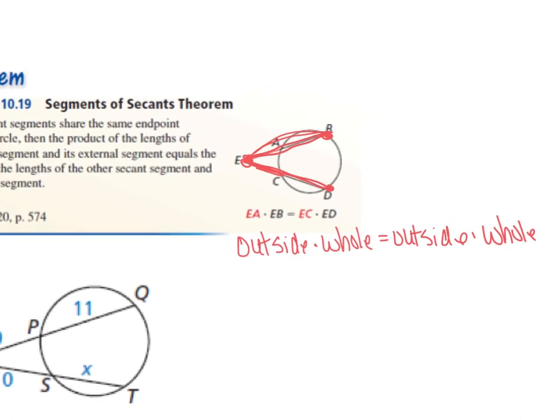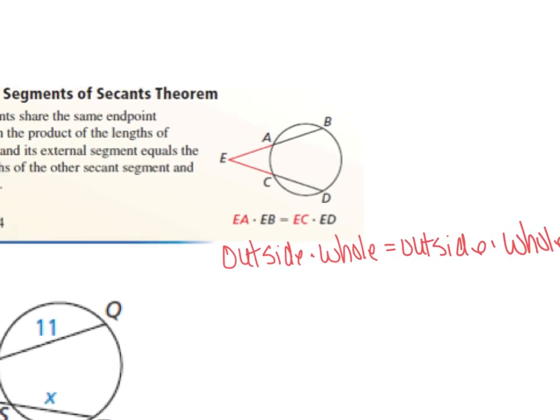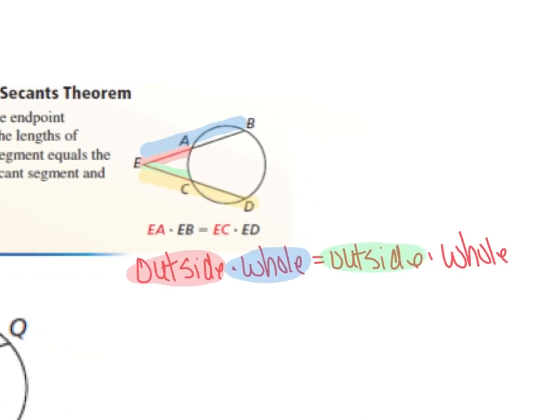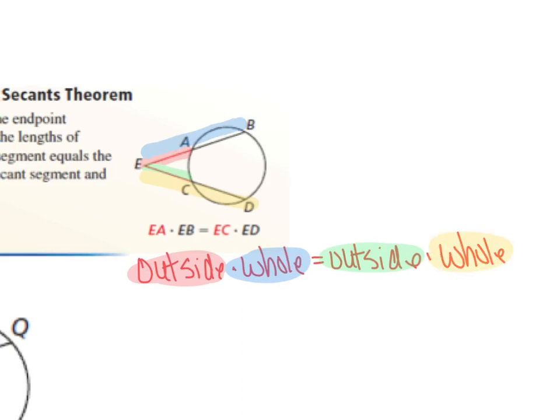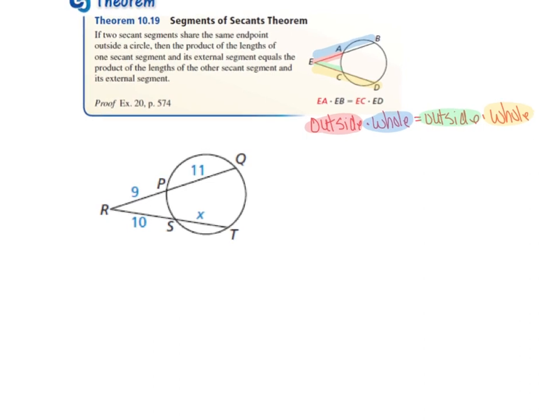So what that's going to look like on your diagram, let me erase this stuff I have on here, is let's highlight some things. We're going to take the outside times the whole, okay? So we would have the outside times the whole is going to equal the outside times the whole thing, the whole segment. Okay, so let's take a look at how you'd actually do that. Here we have an example down here.